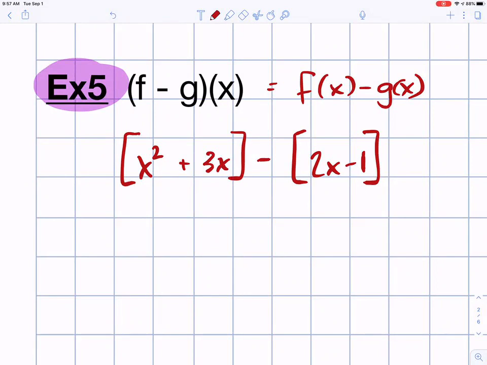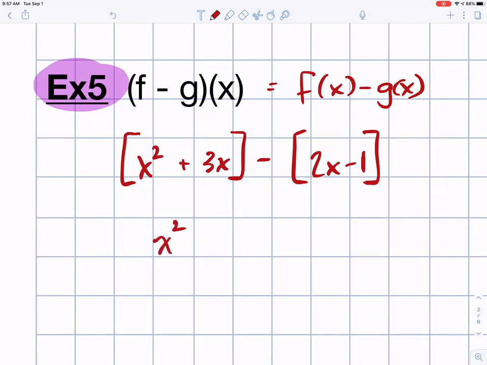Okay, so I'm going to be distributing the negative. I'm just combining like terms, right? Because this is all adding and subtracting. So I'm just combining like terms. Are there any terms that are in x squared? Just the one, right? So x squared it is.